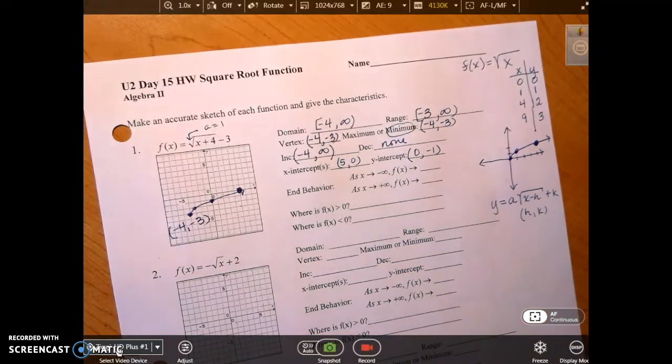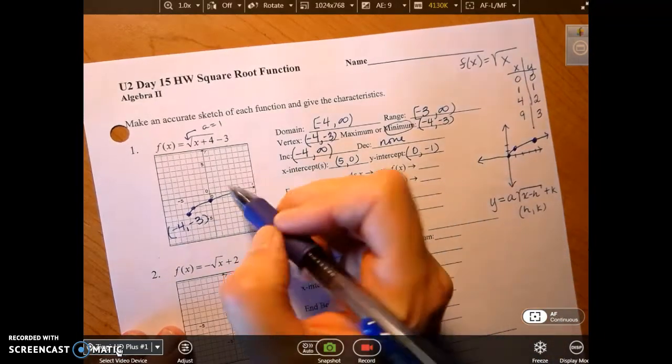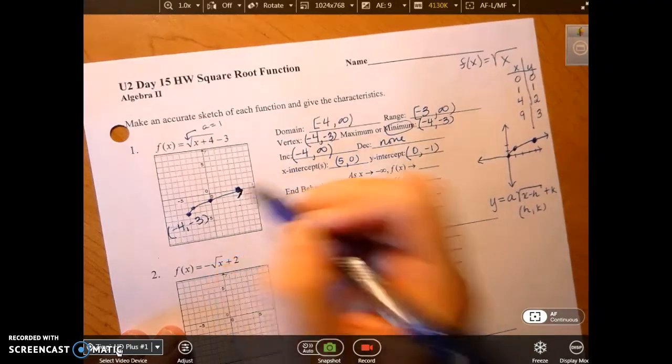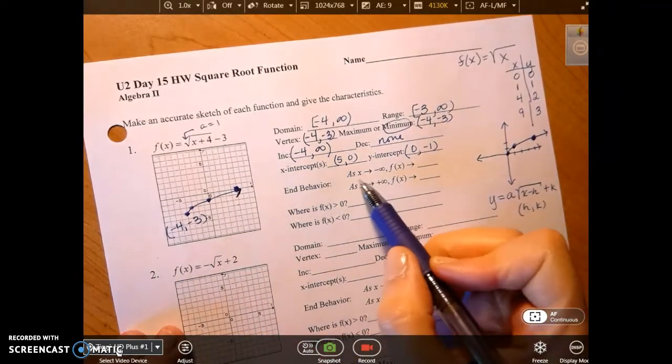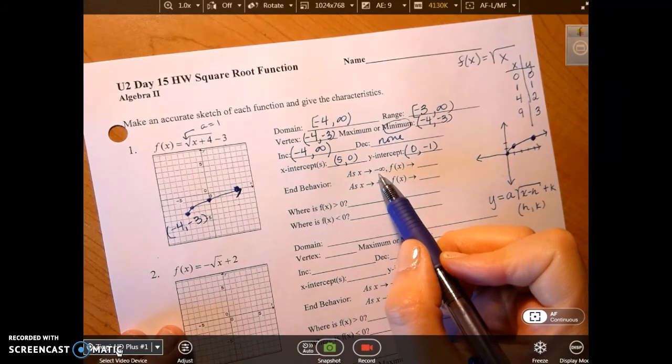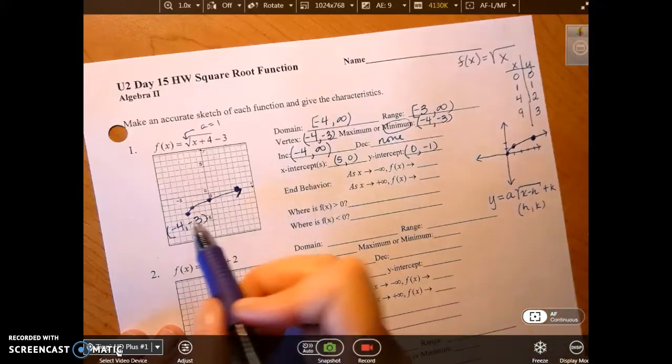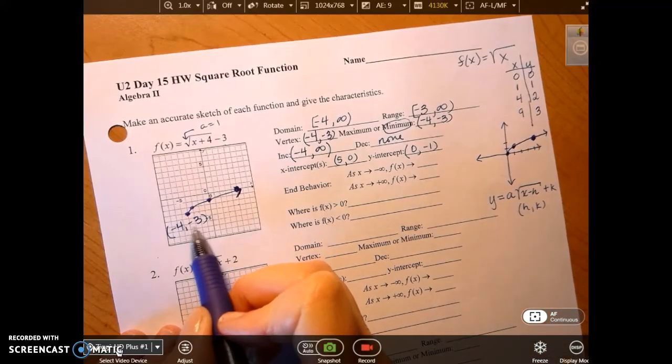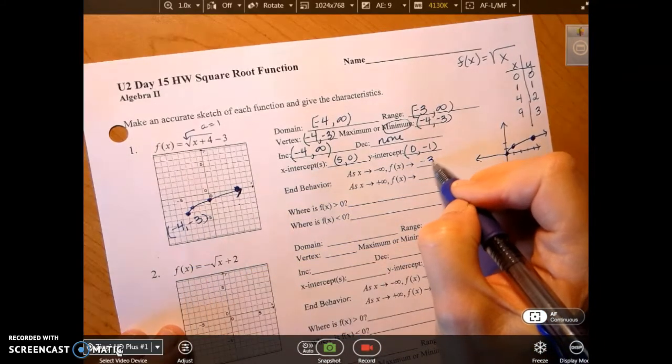Okay, the end behavior on this is also a little interesting because it only has one tail, if you will. So it goes to the right. So as x goes to -infinity, f of x is just going to, basically it's your y here, is going to -3.